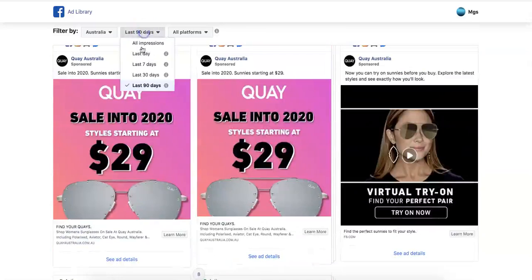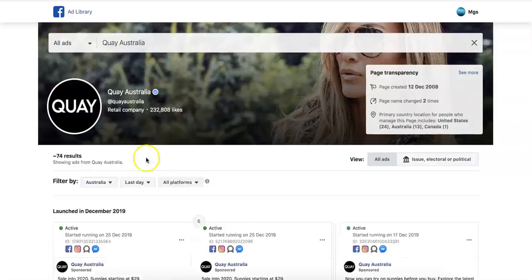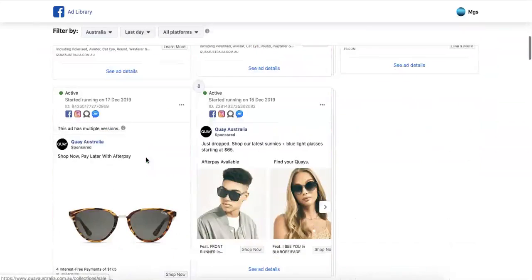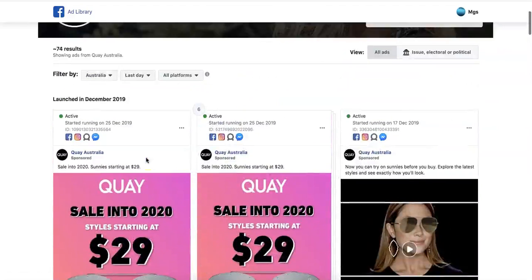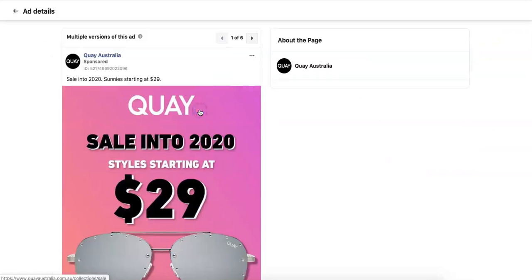Okay, or you can have a look at the last 7 days, the last day, what ads were set up in the last day. So as you can see, these ads here have literally been set up to be running for the last couple of days. But you can see here, look, this ad has been run 6 times. So the reason why people run the same ad 6 times.